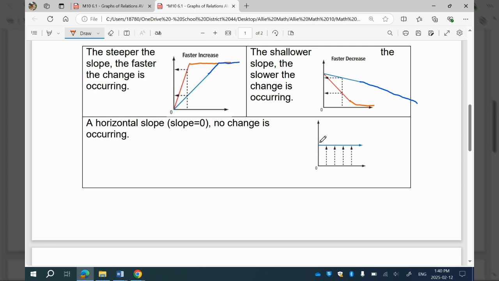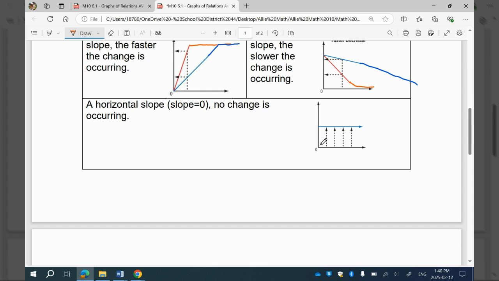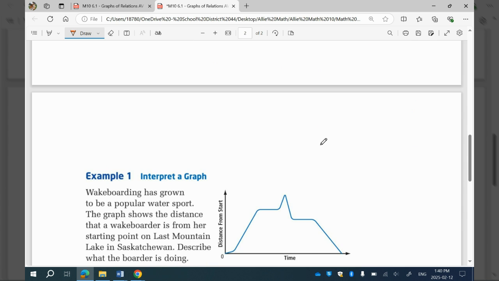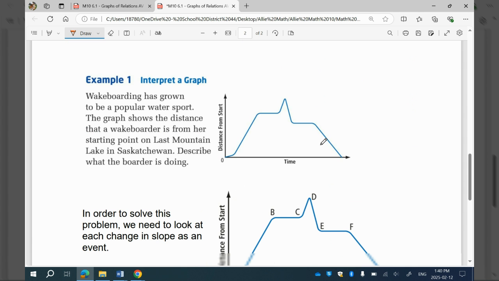So this is kind of like, well, maybe in the next example, when we reached a constant speed, you'll see this a little bit on our next example. So let's look. Example 1, interpret a graph.